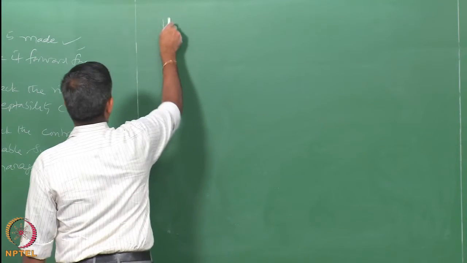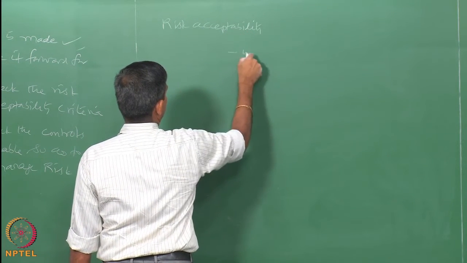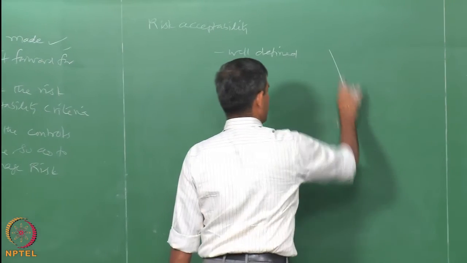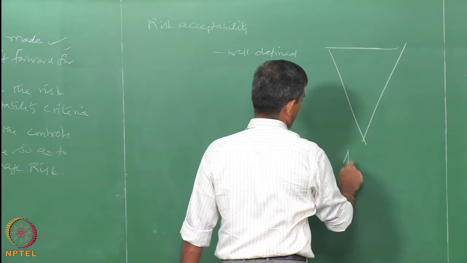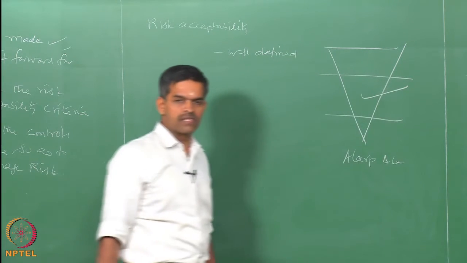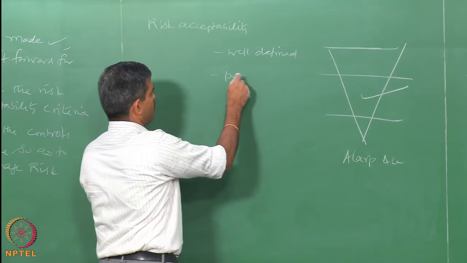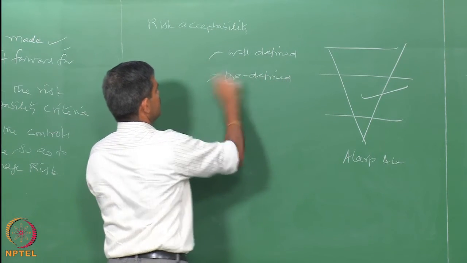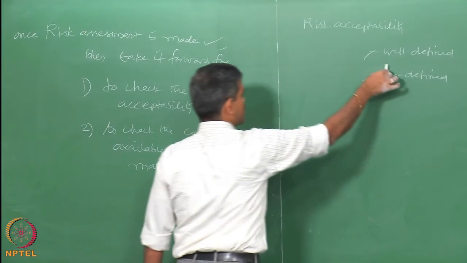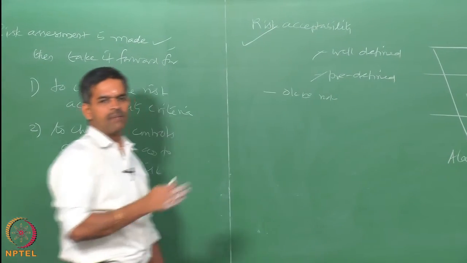So, risk acceptability is well defined by statutes. We have already seen in the previous lectures the Allard triangle. So, the boundaries for the tolerable region of risk are defined by various international agencies. So, it is predefined, it is very important, it is well defined. So, based upon the assessed value you got, you can compare that with this and say whether it is okay or not. So, that is a mathematical comparison.